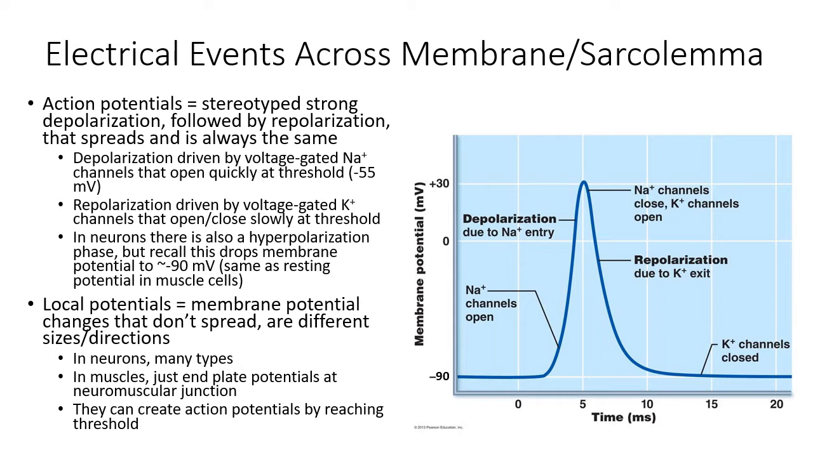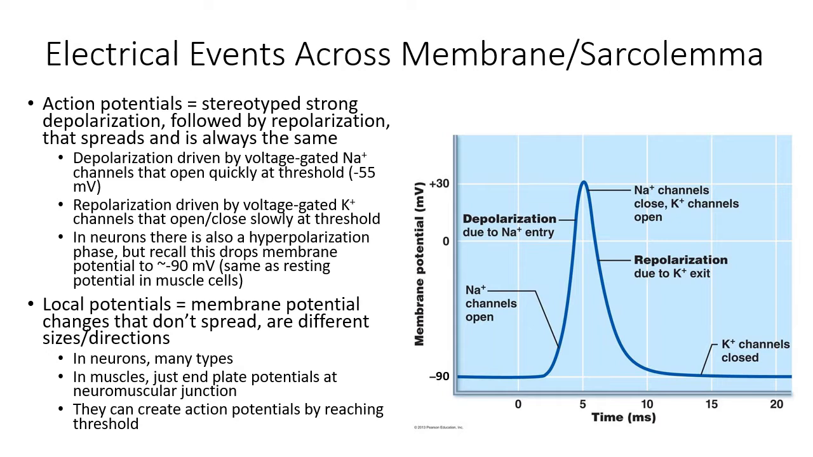Local potentials are membrane potential changes that do not spread, which is why they're local, and they are not always the same. They can be different sizes, different intensities, and different directions. So that means they can make the membrane potential become more positive or more negative. In neurons, you have lots of different local potentials. In muscles, you actually have just one type, the end plate potential, which you find at the neuromuscular junction.